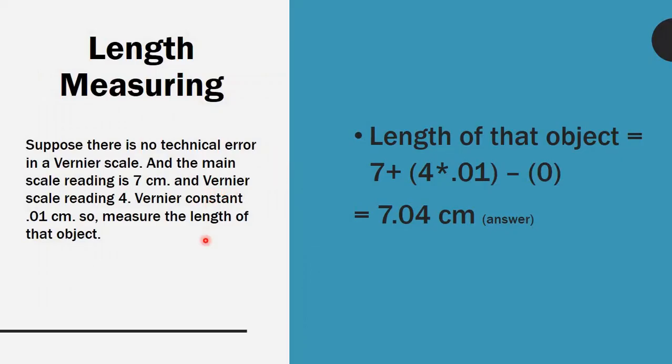Then let's solve a math problem. Suppose there is no technical error in a vernier scale, the main scale reading is 7 centimeter, and the vernier scale reading is 4. The vernier constant which we measured before is 0.01 centimeter. So measure the length of that object.